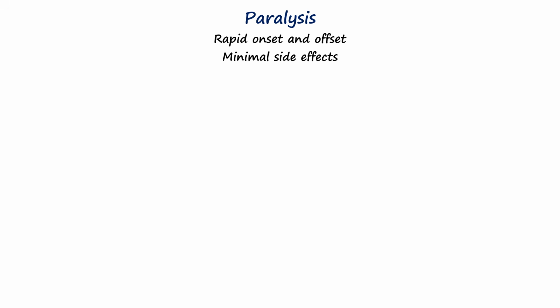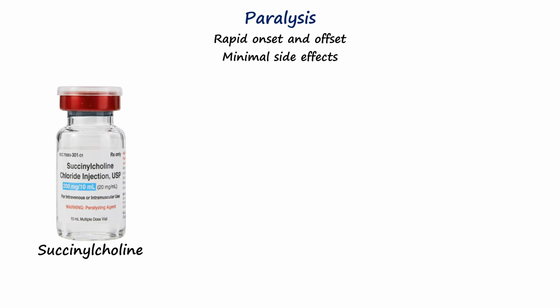When selecting paralytic agents or neuromuscular blockers for RSI, rapid onset is crucial to minimize the risk of aspiration and hypoxia. Additionally, quick recovery is desirable to facilitate ventilation if intubation fails, while minimal hemodynamic and systemic effects help maintain patient stability. For many decades, succinylcholine has been the standard of care for RSI.